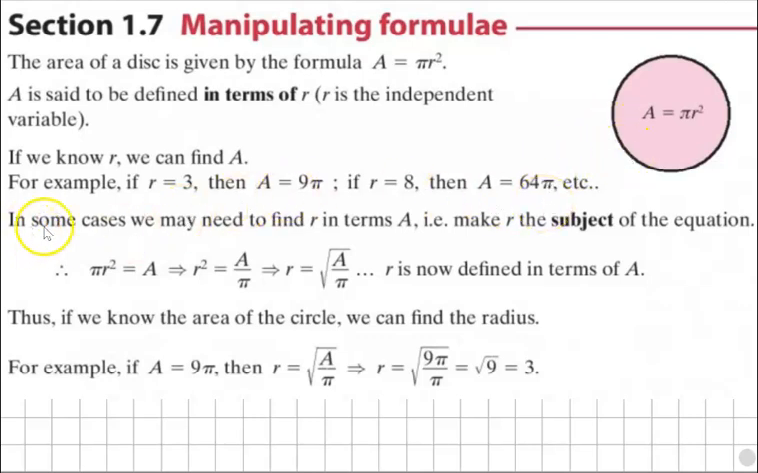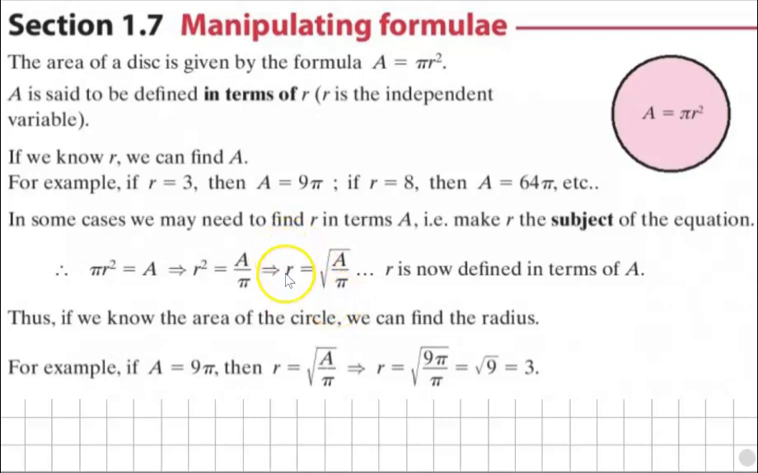In some cases, we may need to find r in terms of A, i.e. make r the subject of the equation or the subject of the formula. So let's say we have pi r squared is equal to A. Well, then r squared will be A over pi. So r will be equal to the square root of A over pi.